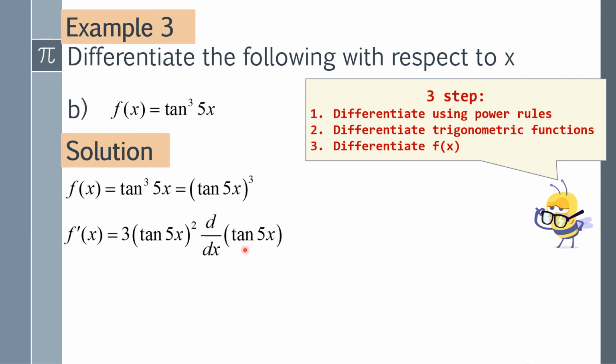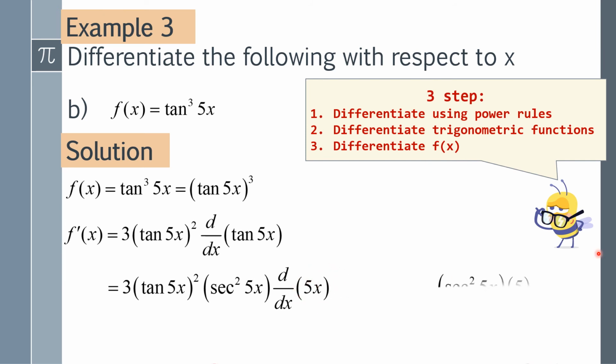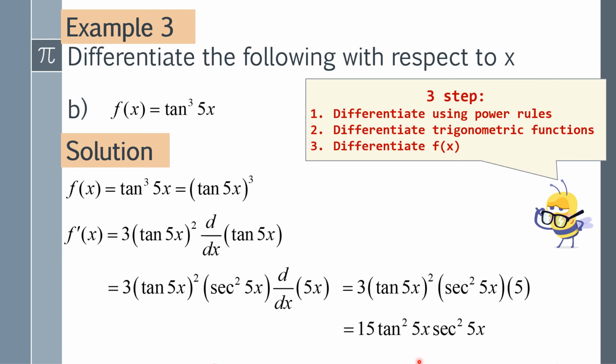Next, we differentiate trigo. The trigo here is tangent. Differentiate tangent, we get secant squared x. The angle doesn't change, 5x. Now we differentiate f(x). f(x) here is 5x. Differentiate 5x, we get 5 here. Then we simplify, we can get 15 tangent to the power of 2 of 5x, secant squared 5x.